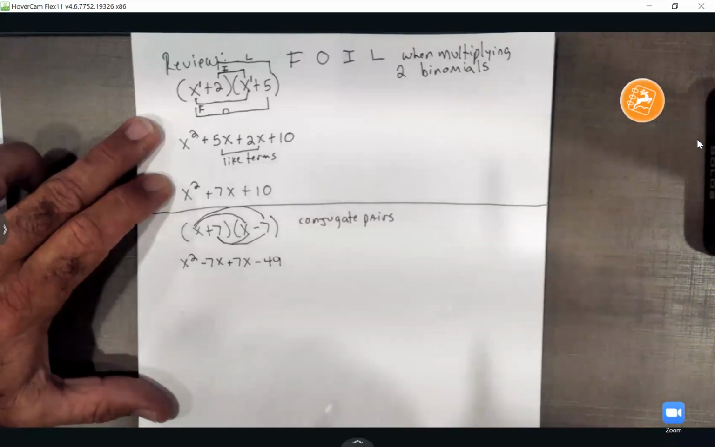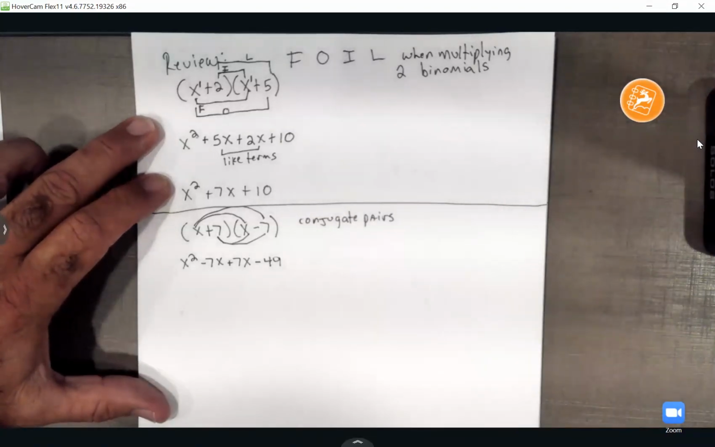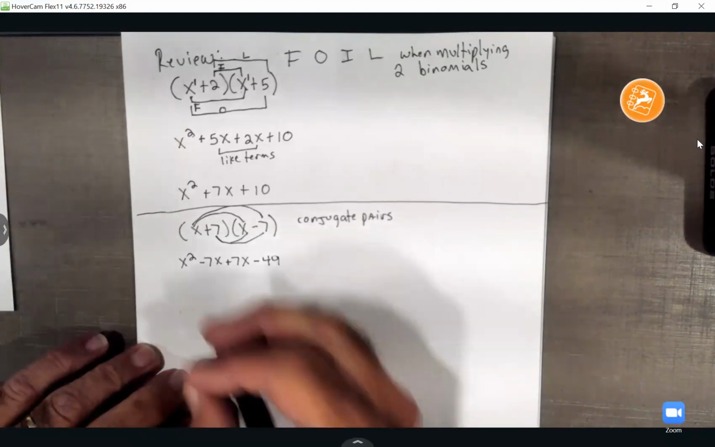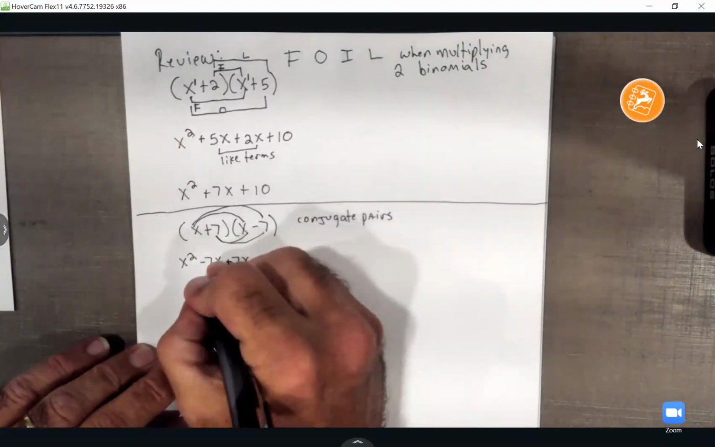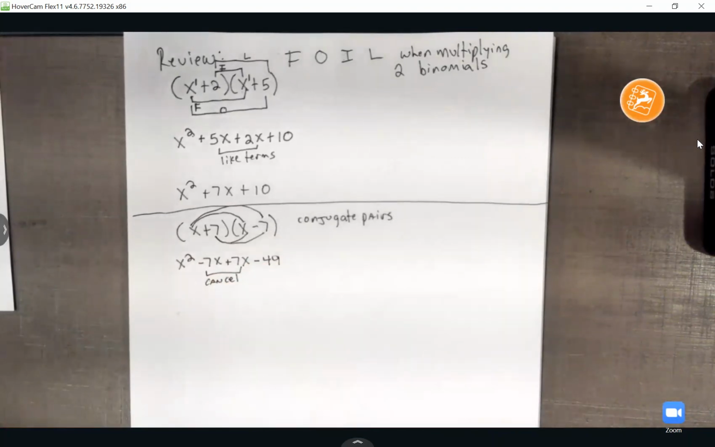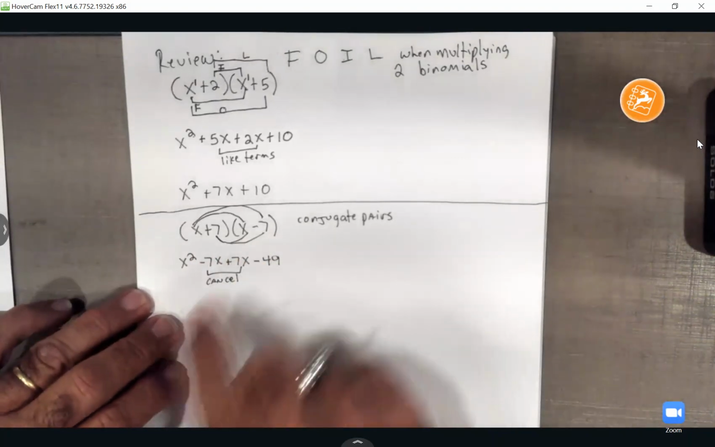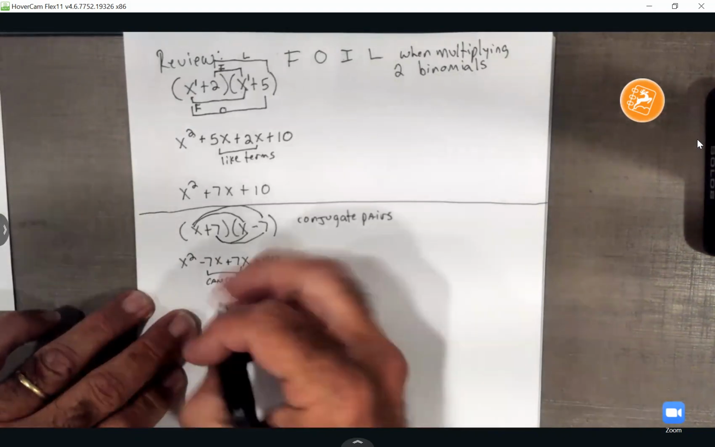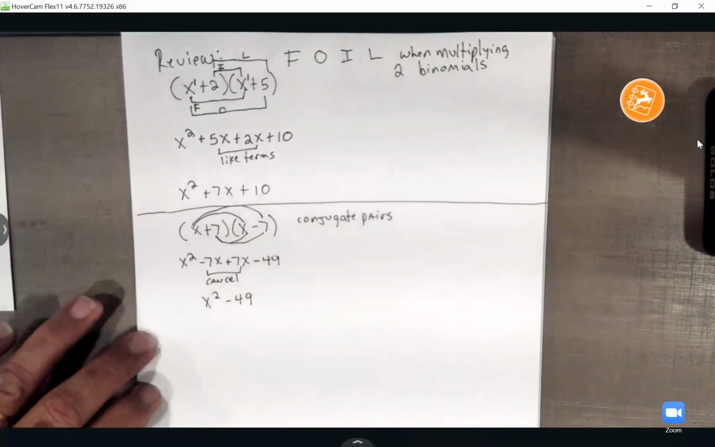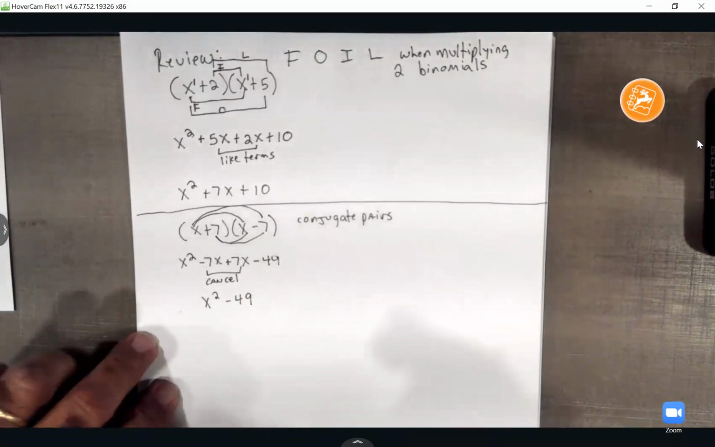All righty, so here's the thing. What happens to this when I simplify? We combine like terms and take out the middle section. It cancels out the 7x. So we got x squared minus 49. Isn't there a way to break that down, because 7 times 7 is 49?